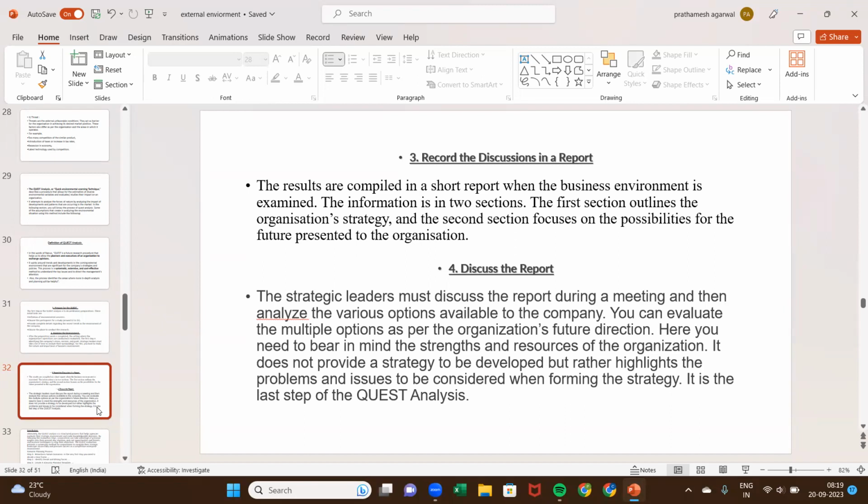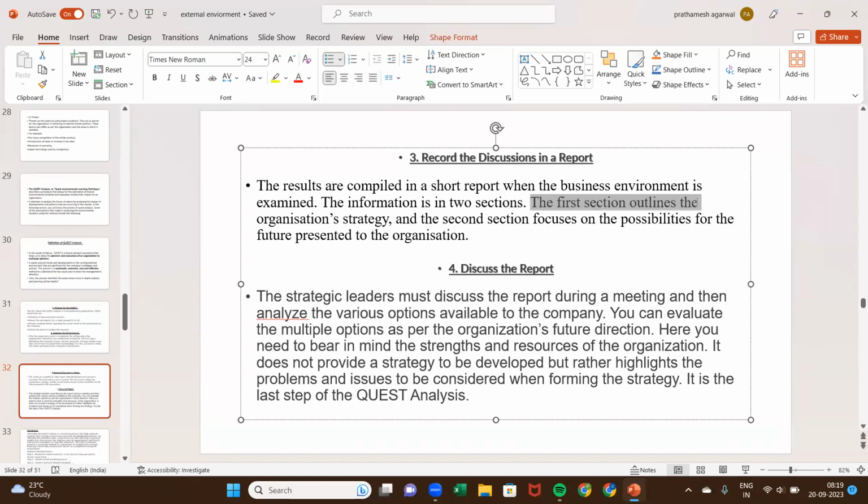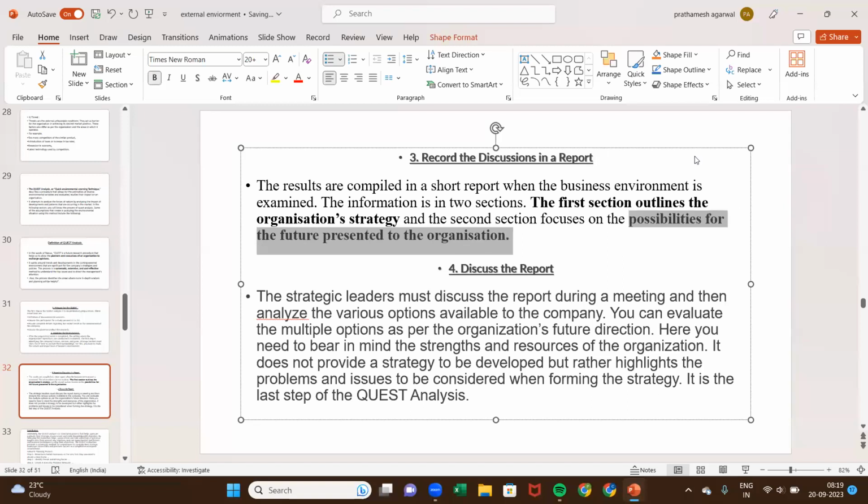The information is in two sections. The first section outlines the organization's strategy, and the second section focuses on the possibilities for the future presented to the organization.